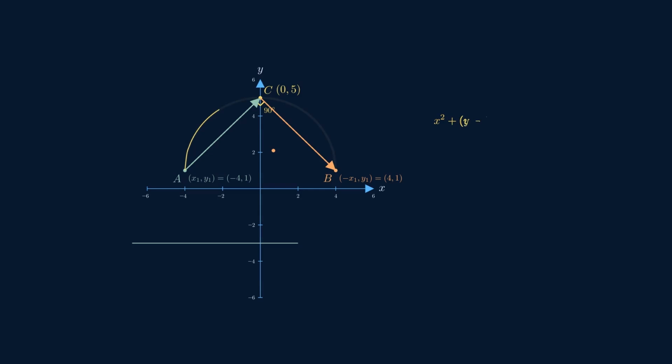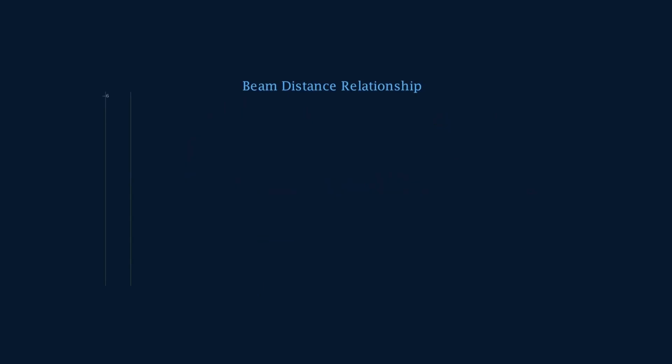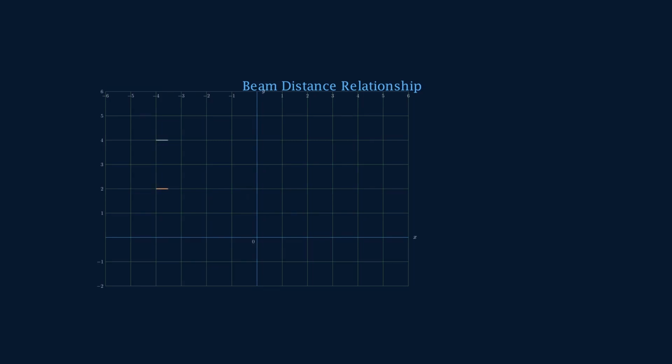Now, remember the parabola's equation explicitly links y1 and y2 to x1 and x2, as follows. y1 = 18 − 1/8 x1², y2 = 18 − 1/8 x2². Therefore, the vertical distance between beams AB and CD is clearly y1 − y2 = 1/8 (x2² − x1²). But from our earlier vector relationship, we have explicitly x2² − x1² = −(y2 − y1)².